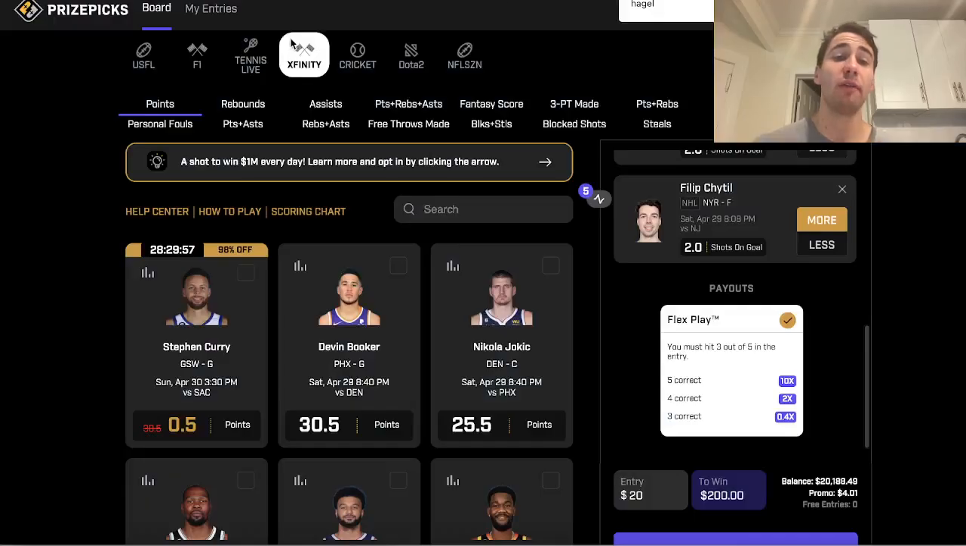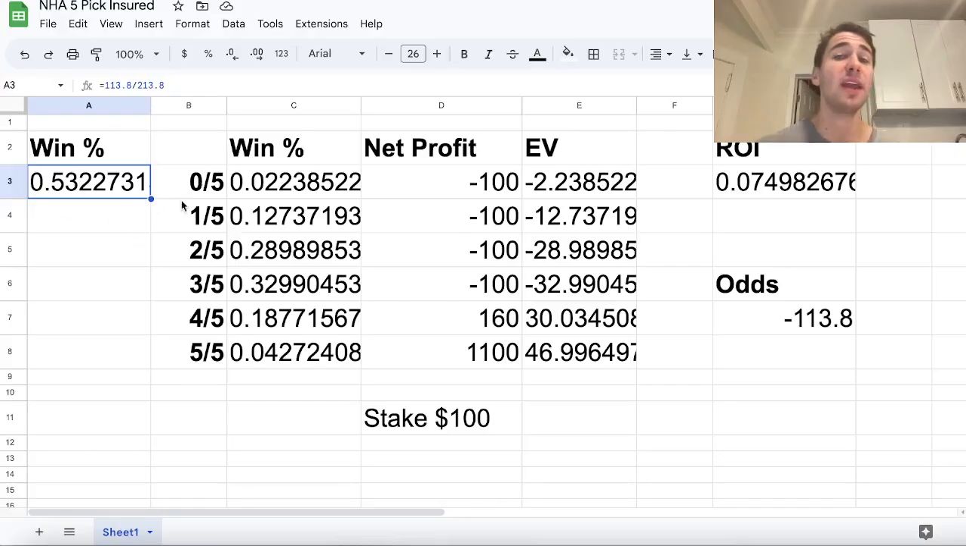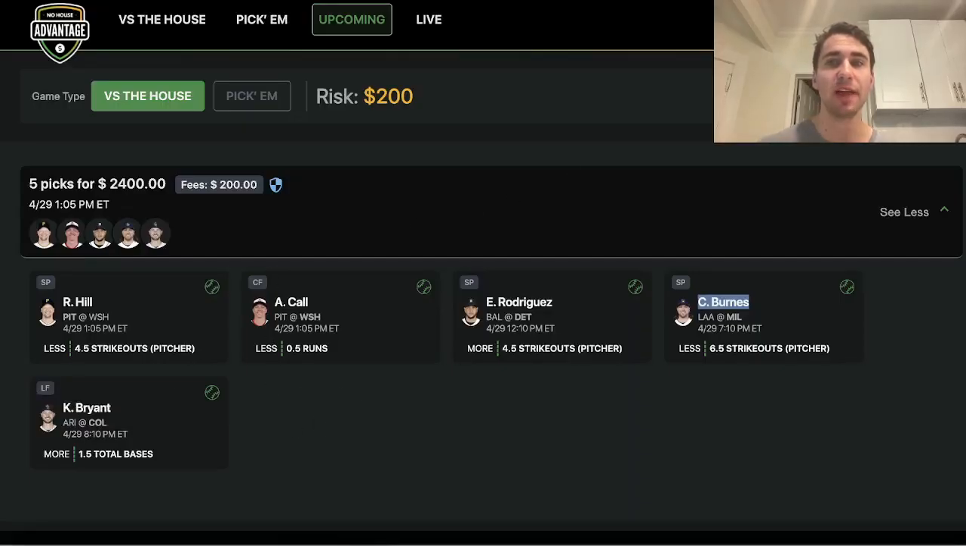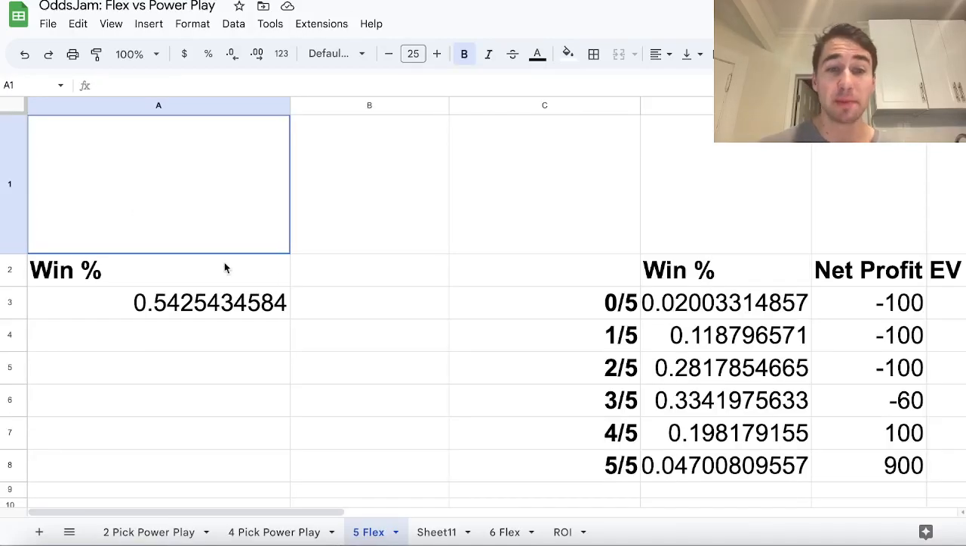So that's what I got first, and then I went over to PrizePicks and did the same thing. I looked for value on PrizePicks using this fantasy screen. PrizePicks is a bit different. They have slightly worse payouts than No House Advantage. If you reverse engineer how their payouts work, on No House Advantage you've got to win 53.227% of your plays to be profitable. On PrizePicks, it's higher, 54.25%. You've got to win a slightly higher percentage of your player props to be profitable long term.